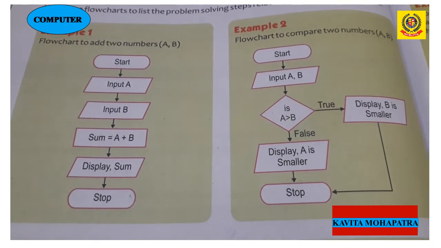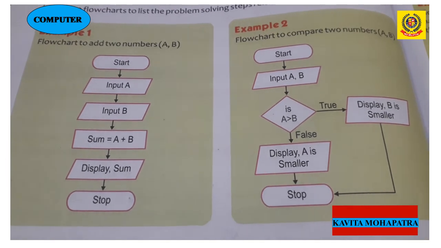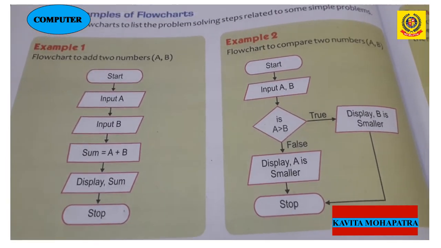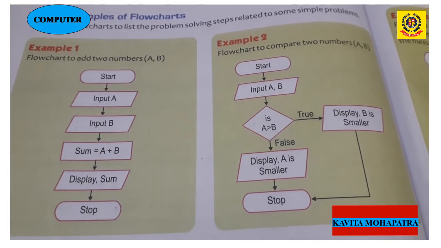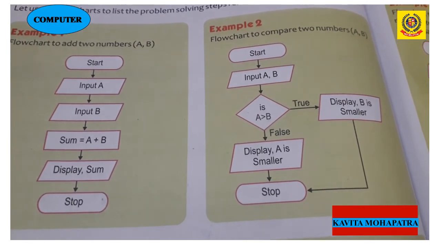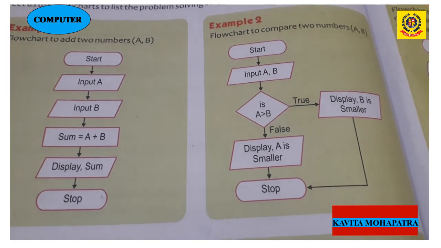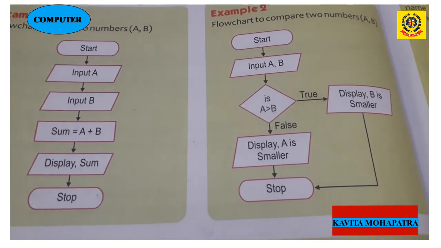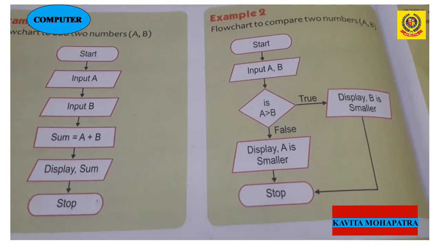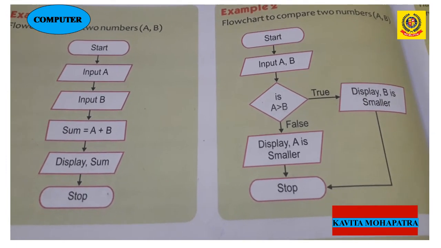Is A greater than B? If it is true, two lines will go: either it is true, then display B is smaller. If it is false, then display A is smaller. Clear? Then stop. So children, you have to draw this flowchart in your notebook using the decision box, parallelogram, and rectangular box.